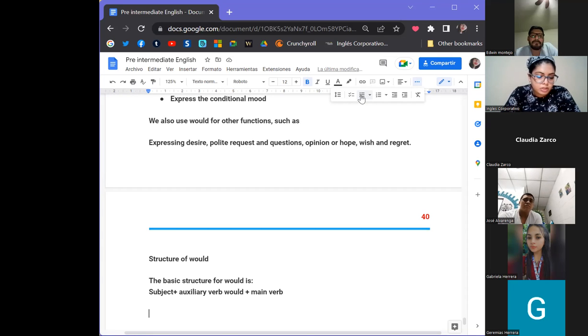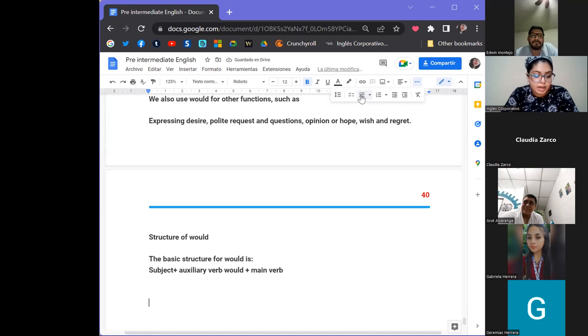And also, the main verb is usually in the base form. So in this case, we have the auxiliary that is making the function that we need for that specific sentence. So in that case, we are not going to change the tense of the verb. We are going to use the verb in its base form. So we are going to see the positive, negative and question forms for this auxiliary. We are going to write the structure, and then we are going to have some examples.